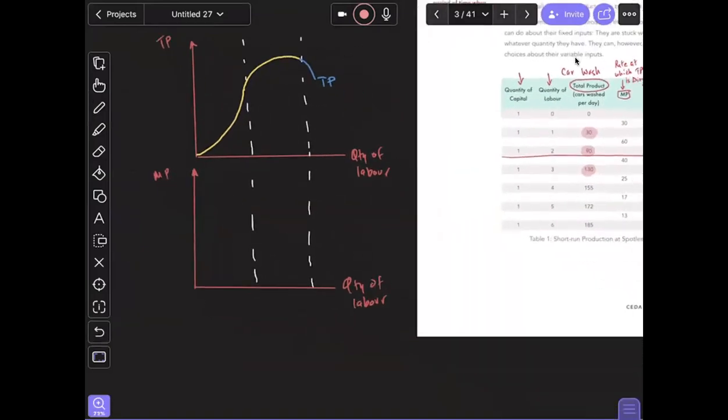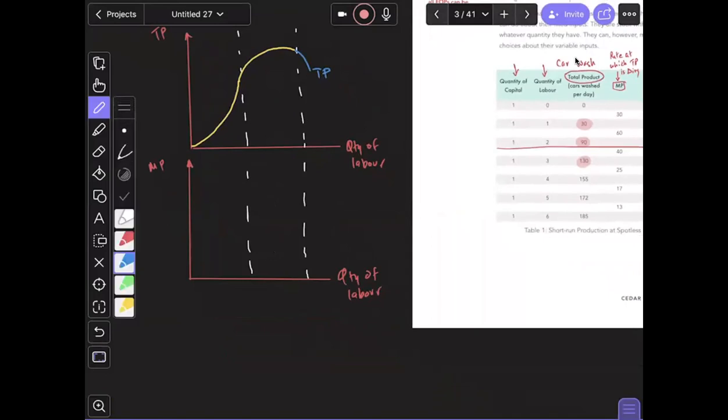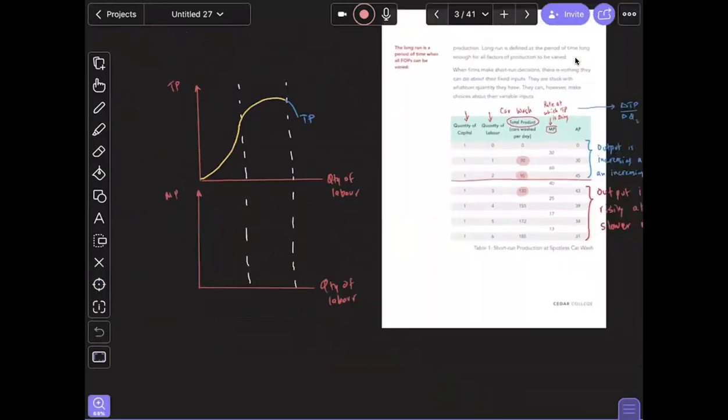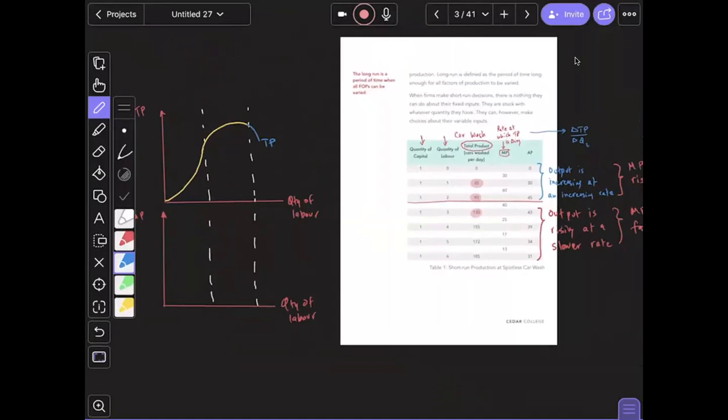Similarly, in the first part, TP is rising at a faster rate. The rate, we said, is slope. Remember that the slope of this line is change in TP over change in quantity of labor. So slope basically is your MP, and MP is going up, is rising.